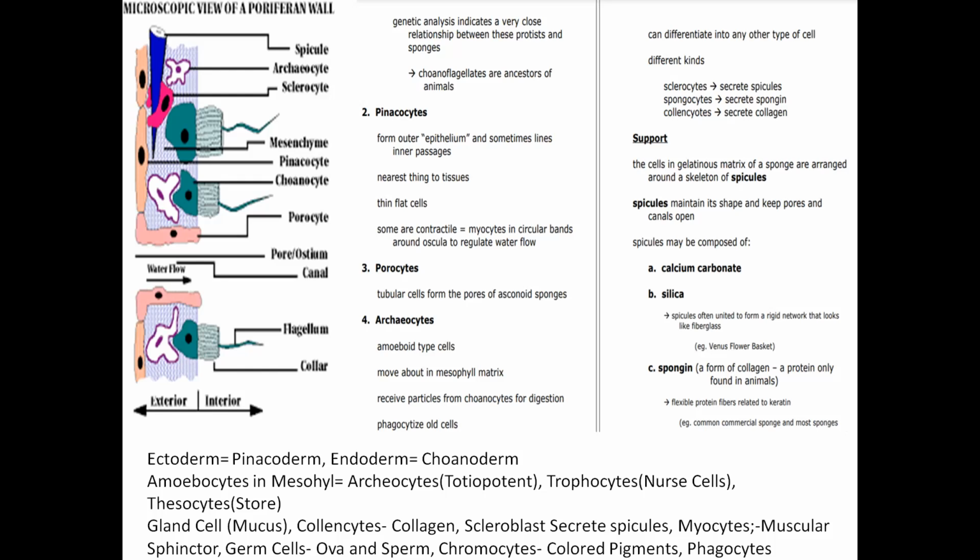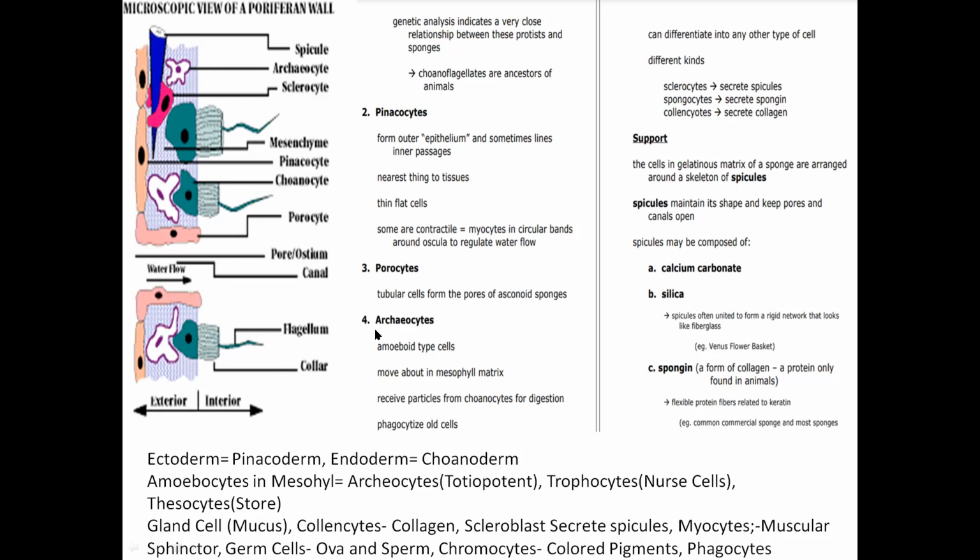They are very thin flat cells. Some are contractile, which are called myocytes, in the circular band around the osculum to regulate water flow. So myocytes are present around the osculum to regulate the water flow by closing or opening the osculum. Then porocytes. These porocytes extend throughout from ectoderm to endoderm. So they are tubular cells and they form the pores of asconoid sponges. That is the ostia. Inner and outer ostia are formed by the porocytes.